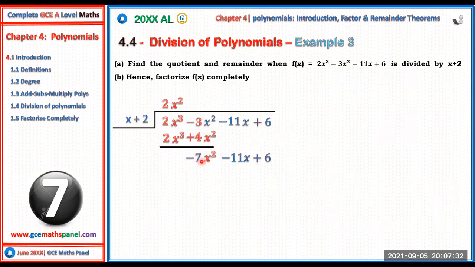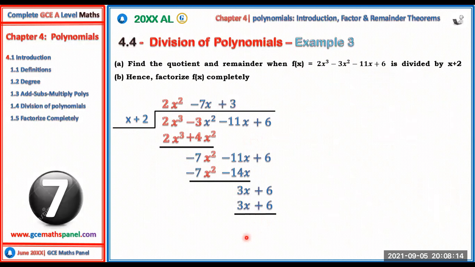Then minus 7x squared divided by x is minus 7x. Minus 7x times x is minus 7x squared. Minus 7x times 2 is minus 14x. We subtract again. When we subtract, we have minus 11x minus minus 14x is plus 3x. We bring down this plus 6. Now, plus 3x divided by x gives us plus 3. Plus 3 times x is plus 3x. Plus 3 times 2 is plus 6. When we subtract, the remainder is 0.